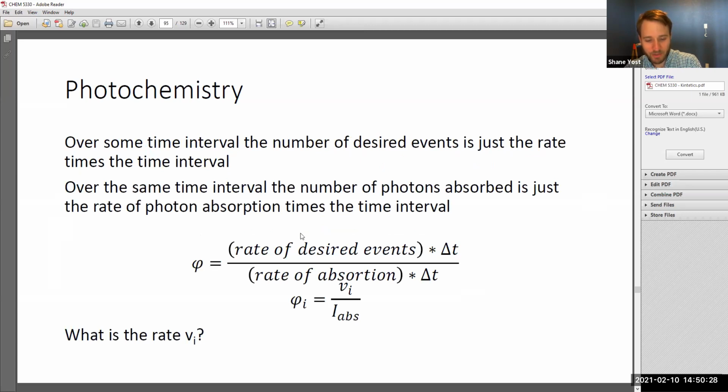But instead of trying to measure the total number of events, if I know the rate at which the event that I care about occurs, and I multiply that by some time interval, that will give me how many events happened.